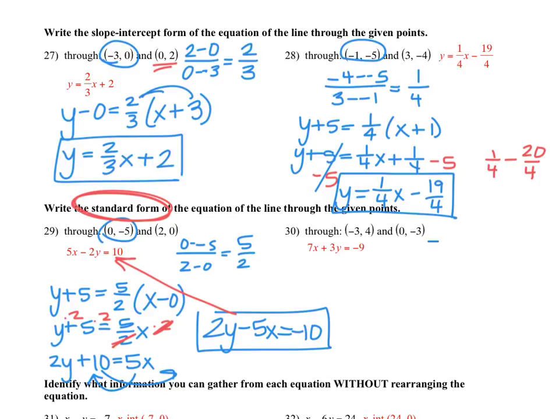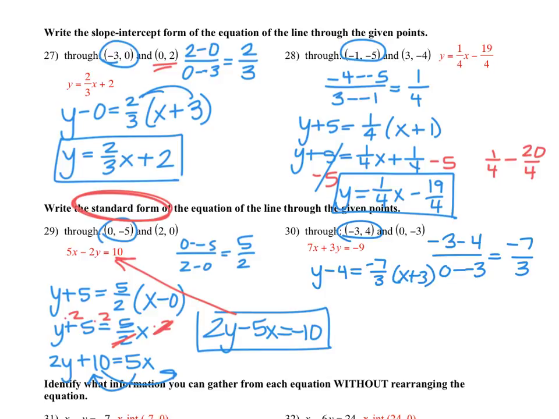Again, start with the slope. Negative 3 minus 4 over 0 minus negative 3. That's going to give me negative 7 over positive 3. Pick a point. Y minus 4 equals negative 7 over 3 times x plus 3. Y with y, x with x, opposite signs. Now we're going to distribute. Y minus 4 equals negative 7 over 3x. Remember, the denominators cancel, so minus 7.